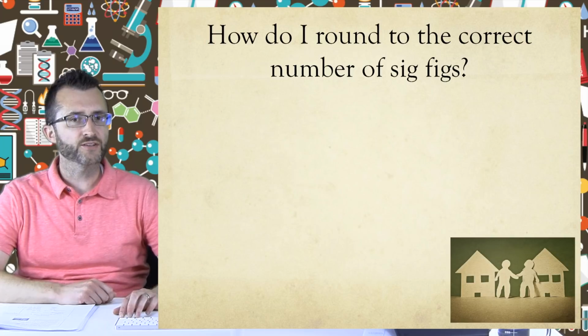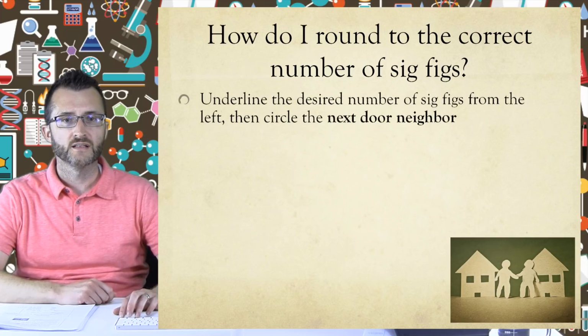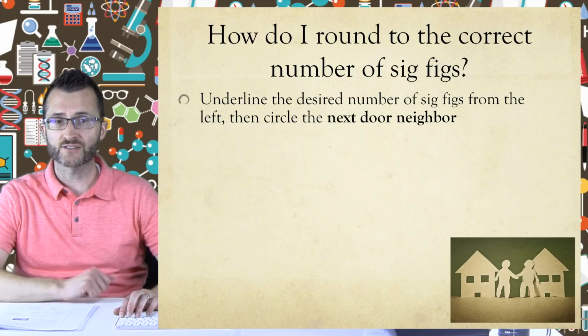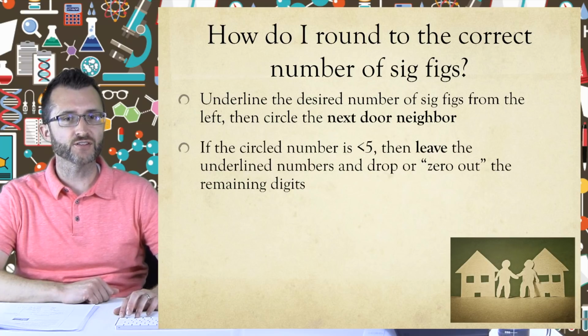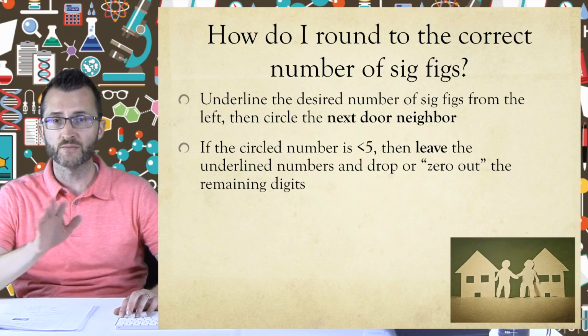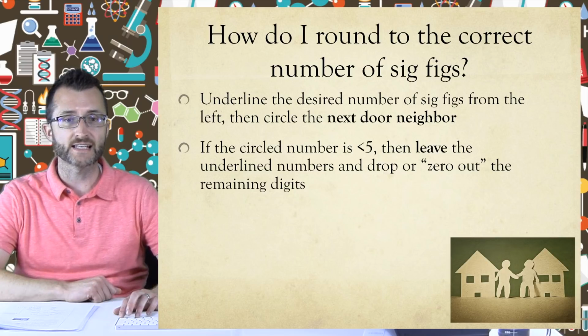How do I round to the correct number of sig figs? Underline the desired number of sig figs from the left always. Then circle the number next to it, which we're gonna call the next door neighbor. If the circled number, the next door neighbor number, is less than 5, then leave the underlined numbers and drop or zero out the remaining digits. And you'll see more of what that means when we get to the examples.